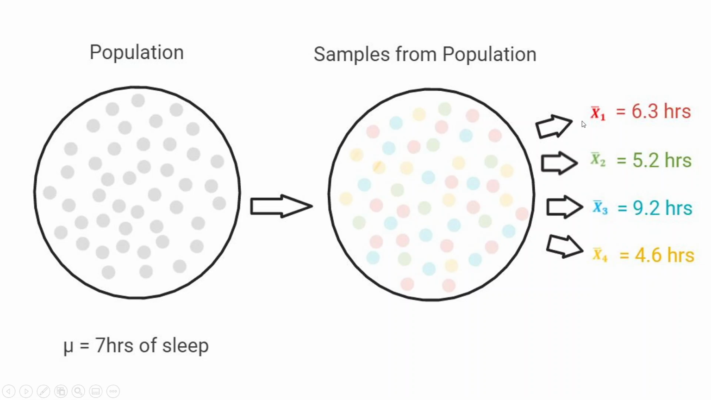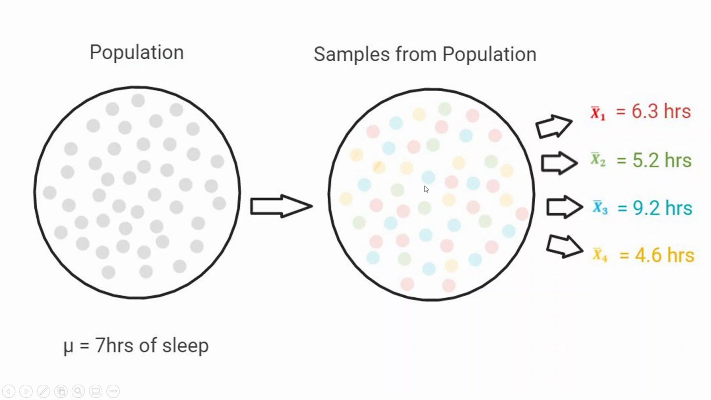And so as a visual of this, our population might be right here. This represents the population of all college students, and our population parameter, our mean, the true underlying mean, might be an average of 7 hours of sleep for all college students on average. But then when we go to draw samples, our samples are subsets of our population. And so these different colors represent different samples. Our first one might be these red dots. So we draw these red observations and we get a sample average of 6.3 hours.